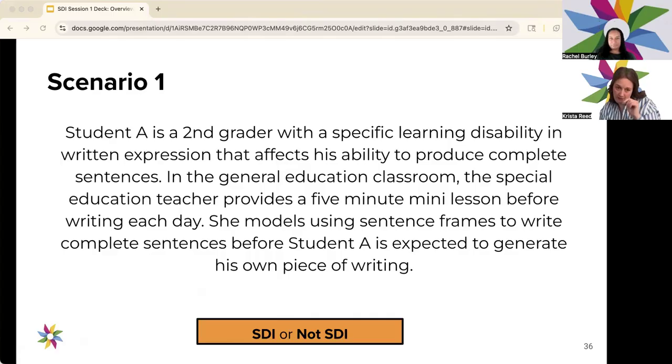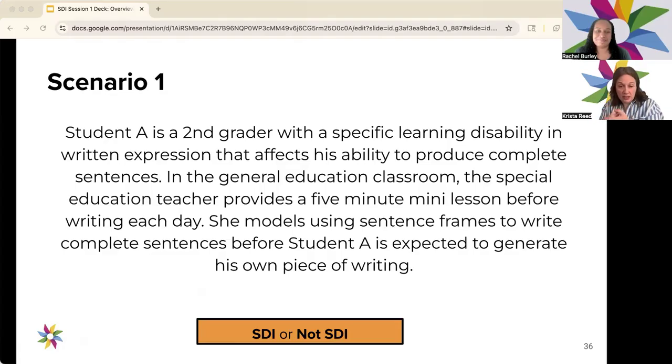When we gave the poll on the live call, most people, but not all, said that they thought it was SDI. And we explained that we agree that this is SDI. The teacher is intentionally adapting this lesson for the student by providing that mini lesson, right? And targeting that content for the student.